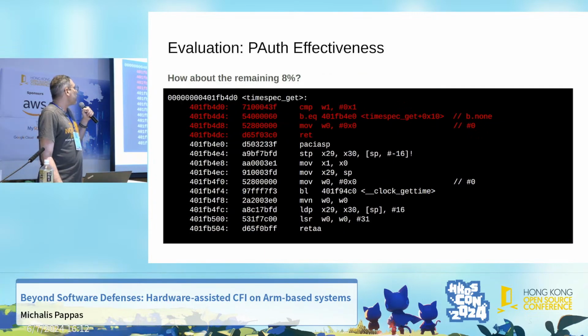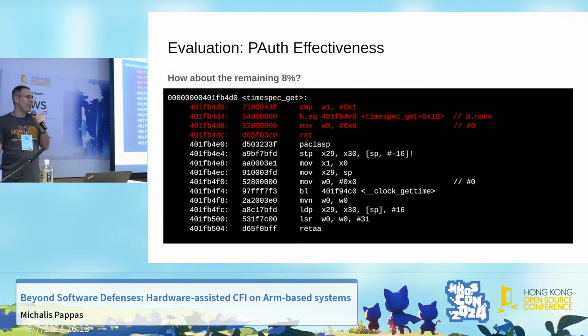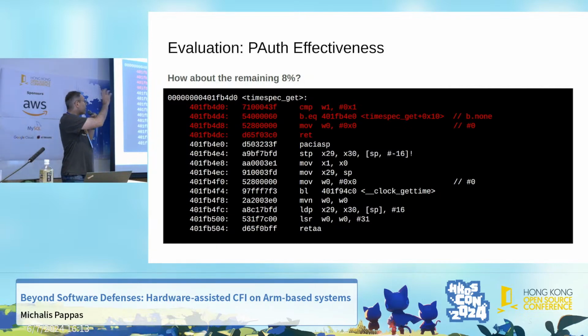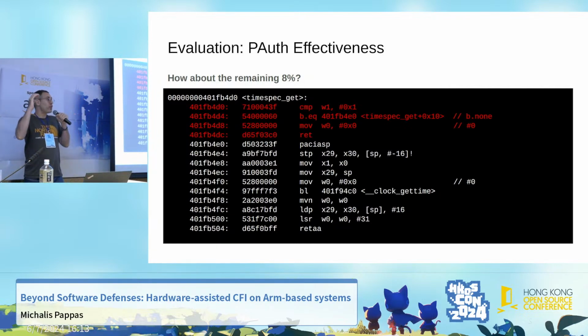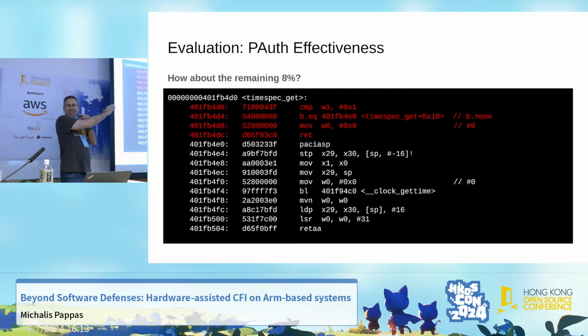Now, you will say, okay, why 92% and not 100%, right? Where's the other 8%? I started decompiling code and looking, and then I found a common pattern in both GCC and Clang that you'll see here: the red part is not protected, right? The protected code starts after that.